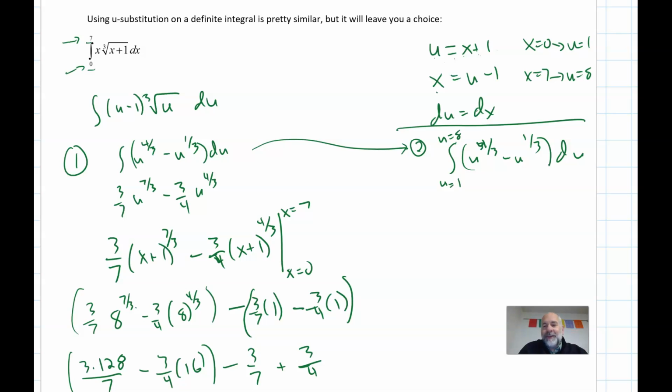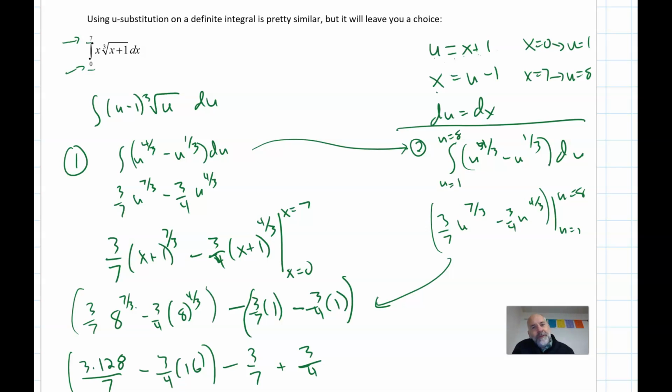And when you look at it, you're going to see it's the same exact thing. It's just two different ways to look at it. U to the 7/3, 3/7, minus U to the 4/3, 3/4, and all of that evaluated from U equal 1 to U equals 8. And you can see that that'll get you the exact same thing.